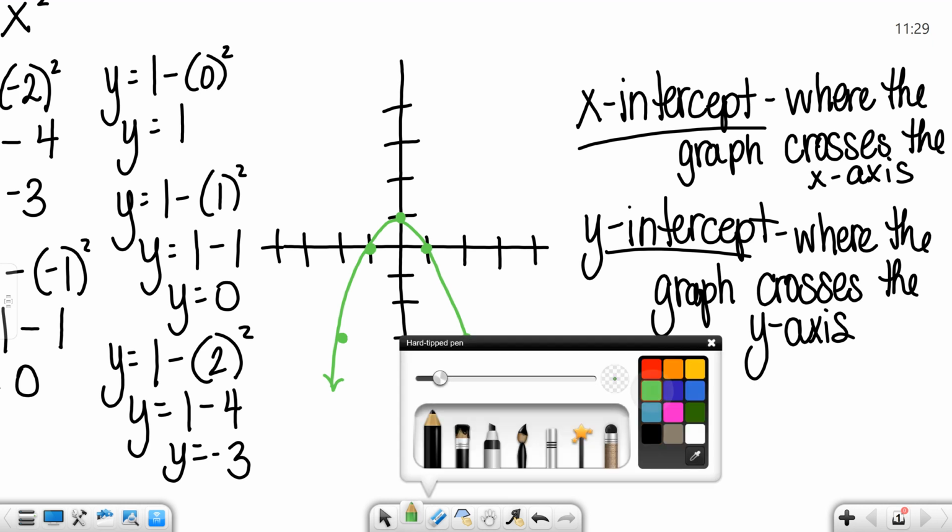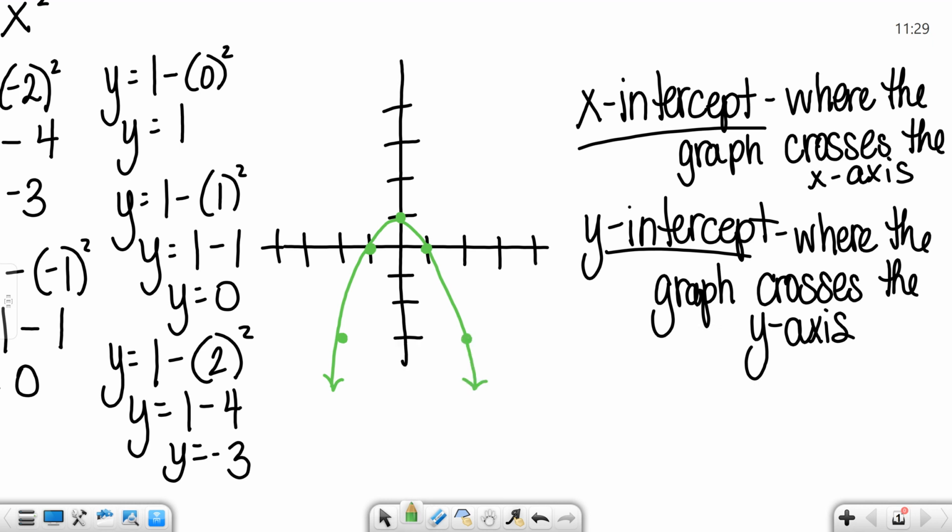All right, so let's do that for this particular graph. Let's talk about what is the x-intercept and what is the y-intercept. All right, so the x-intercept, where it crosses the x-axis. Notice those two little points right there. That's where it's crossing the x-axis. So I could write those as ordered pairs. The first one would be the ordered pair -1, 0. The second one would be the ordered pair 1, 0.